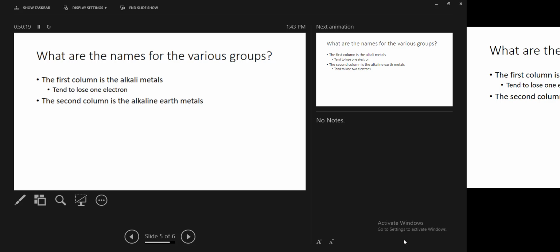All right, second column. These are the alkaline earth metals, like calcium and others. Not looking at your periodic table, what is their electron configuration end in? S2. 2s2, 3s2, 4s2, 5s2, 6s2, or 7s2. And what are they going to do? They're going to tend to lose 2 electrons.